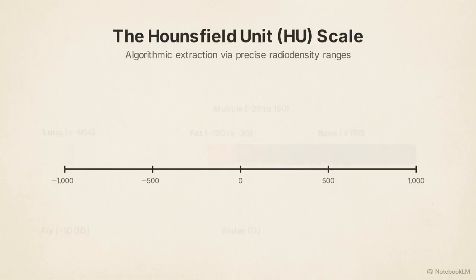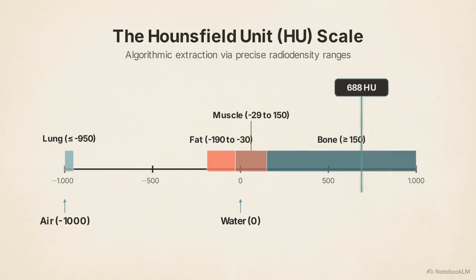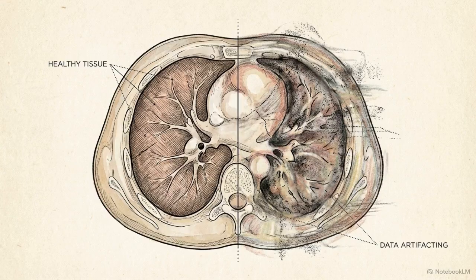Extracting these biomarkers requires strict algorithmic adherence to Hounsfield unit, or HU, thresholds. A Hounsfield unit is a relative quantitative measurement of radiodensity used to identify different tissue types in a CT scan. These HU thresholds are highly volatile. They are easily distorted by the foundational physics of how the scan is acquired.